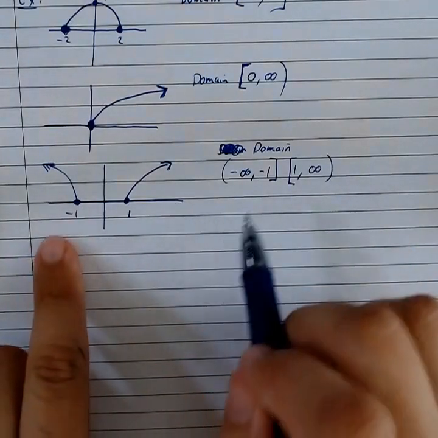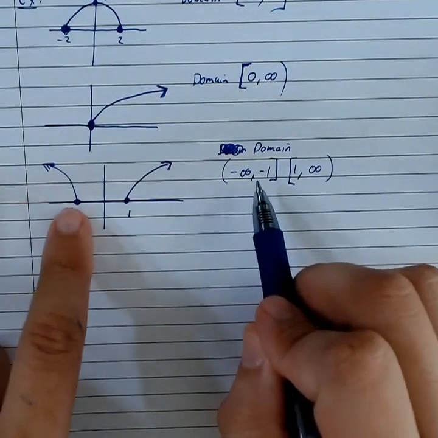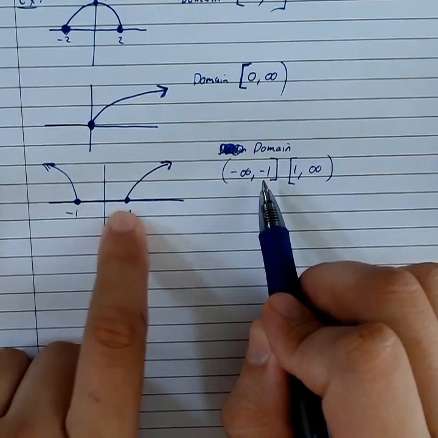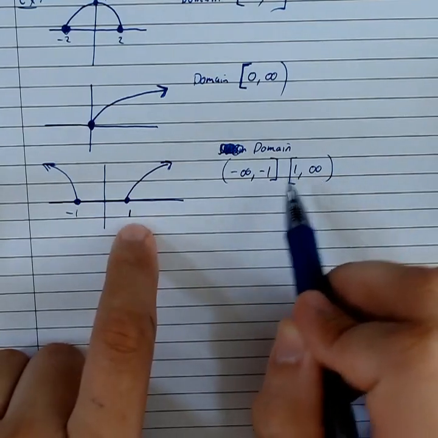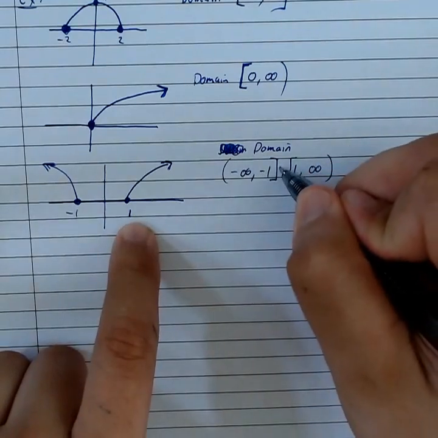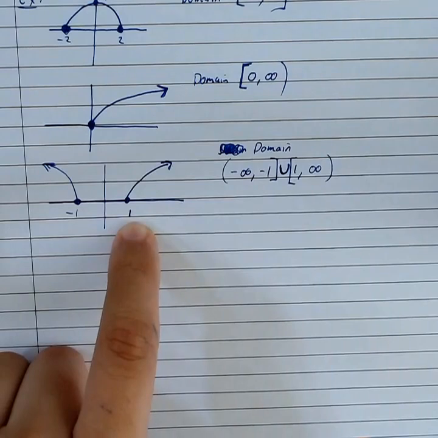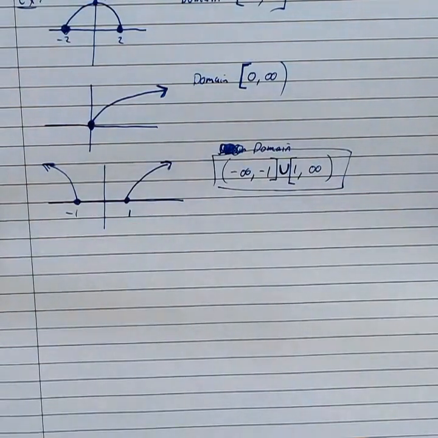So here, the domain will not include the infinities. Everything from -infinity to -1. And then we're going to skip over this part because it's not part of the graph. And then from 1 to infinity. Because you have two separate pieces that are part of a single result, we put them together as the union of those two intervals. So there's our domain.